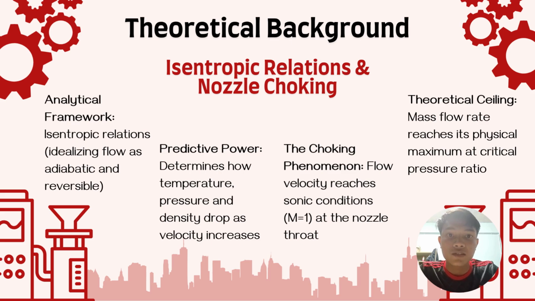To analyze acceleration, we utilize isentropic flow relations, which idealize the process as adiabatic and reversible. These equations provide a framework to calculate how static temperature, pressure, and density drop as the fluid accelerates. A fundamental characteristic here is choking, which imposes a physical limit on mass flow. As back pressure decreases, velocity increases until the flow reaches sonic condition, or Mach equal to 1, at the throat. At this critical point, the mass flow rate reaches its theoretical maximum, serving as the benchmark for our nozzle's performance.